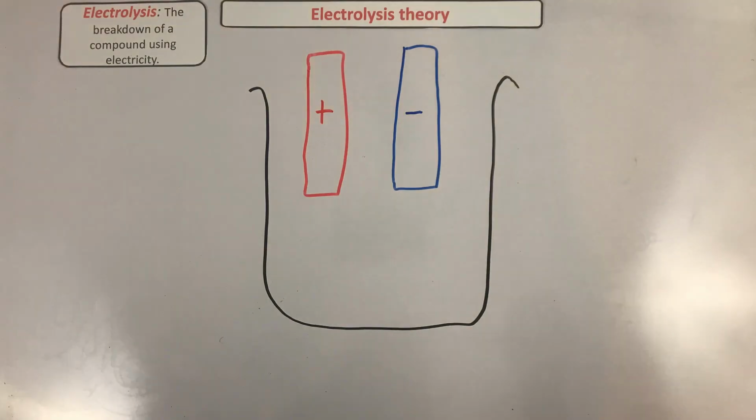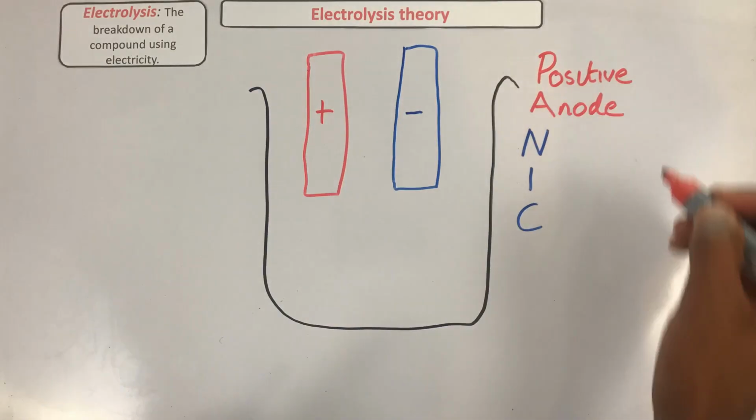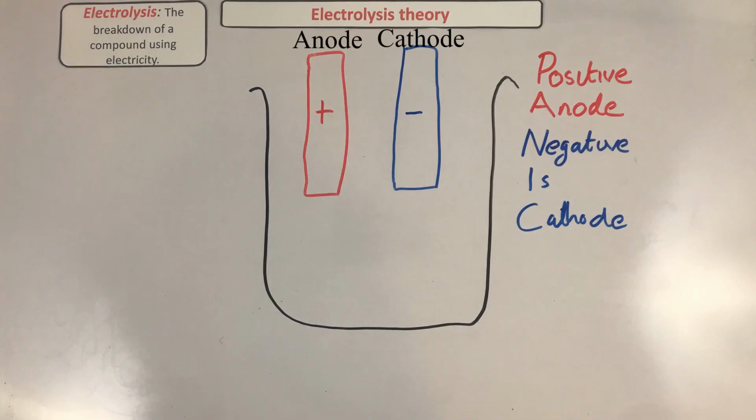There are two ways to remember the names of your electrodes. The simple way is just to remember PANIC, P-A-N-I-C. This stands for positive anode, negative cathode. The trickier but more detailed way to remember this is to think of the names. Remember that cations are positively charged and anions are negatively charged.